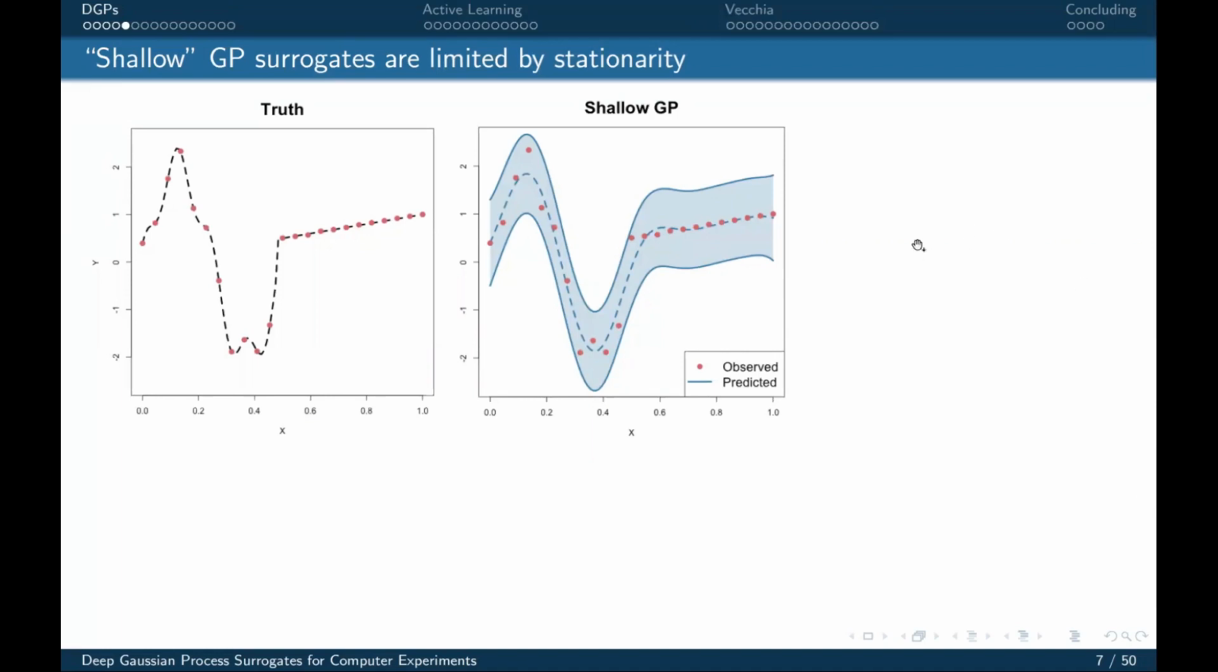Here it says shallow GP. You could also read ordinary GP. Ordinary GP and shallow GP are the same. I'm going to motivate a deep GP.